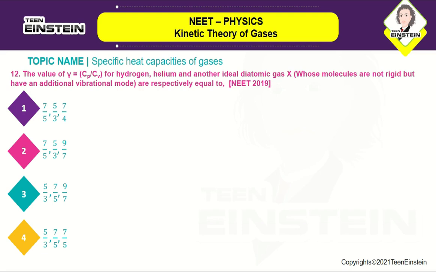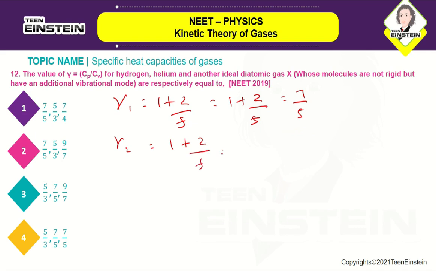So here diatomic gases have 5 degrees of freedom, neglecting the vibrational modes. For hydrogen you will be having mu1 is equal to 1 plus 2 by f, which is equal to 1 plus 2 by 5, which is 7 by 5. So monoatomic gases have 3 degrees of freedom. So for helium this will become mu2 is equal to 1 plus 2 by f is equal to 1 plus 2 by 3, which is equal to 5 by 3.